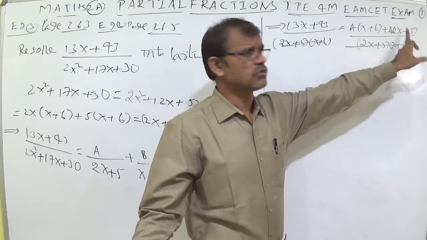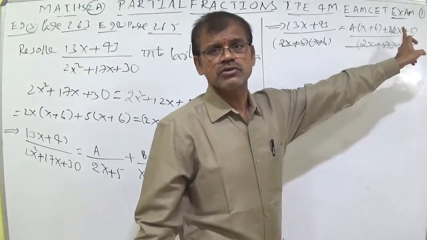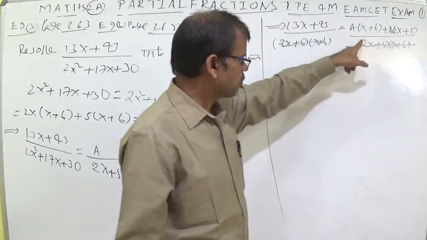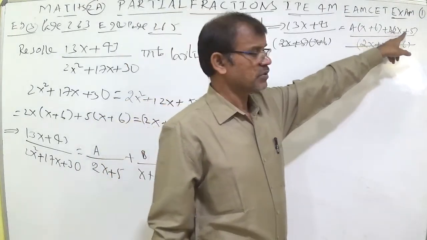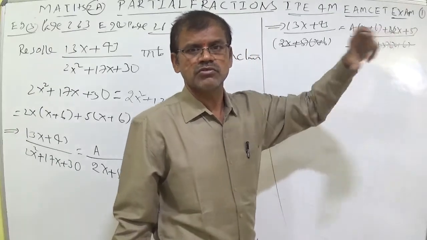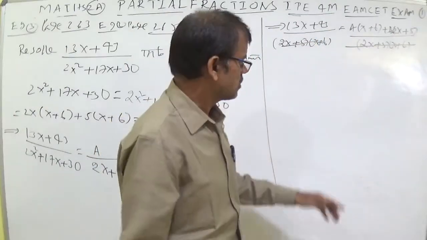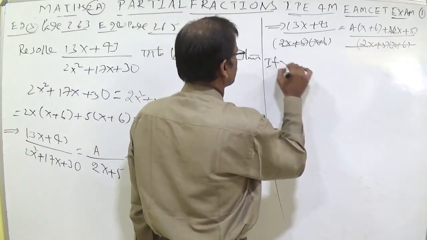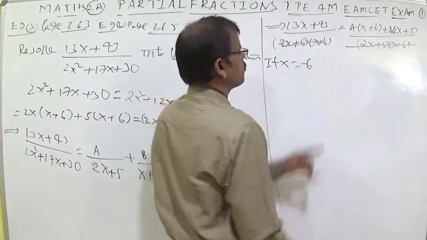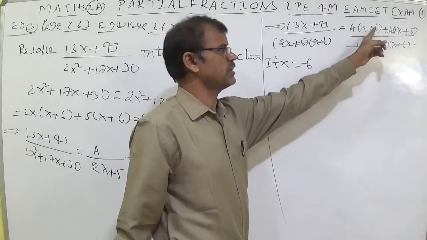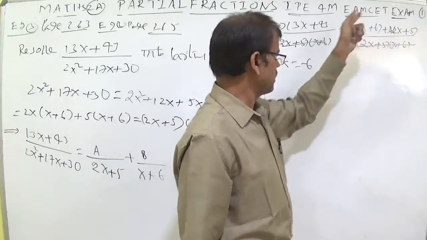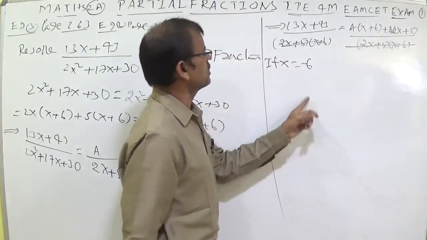If you have any doubt, simply understand that 2x plus 5 is equal to 0, so 2x is equal to minus 5 and x is equal to minus 5 by 2. One time you put x is equal to minus 6 and one time x is equal to minus 5 by 2. Like that you should get an idea for every partial fraction solution. If x is equal to minus 6, this term becomes 0 and this one gets a value. If x is equal to minus 5 by 2, this becomes 0 and the other gets a value.